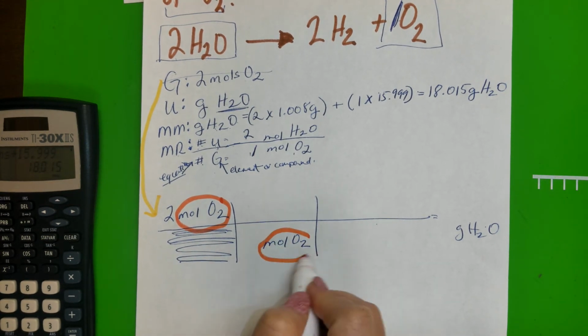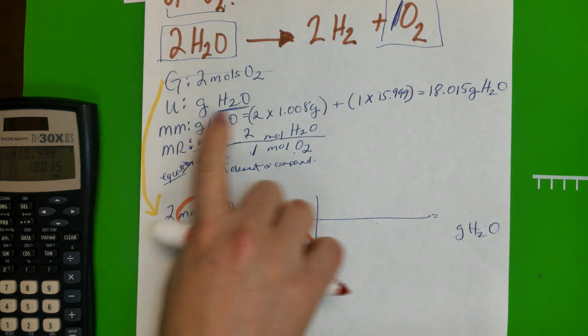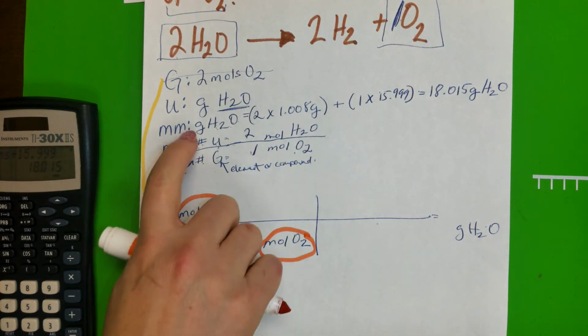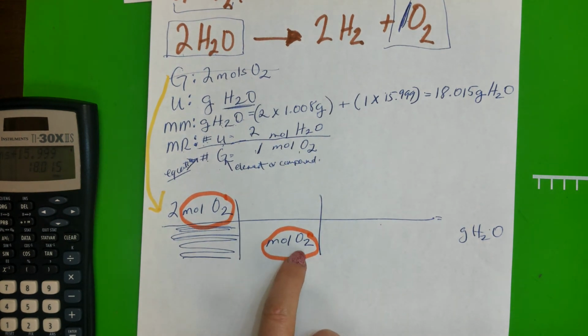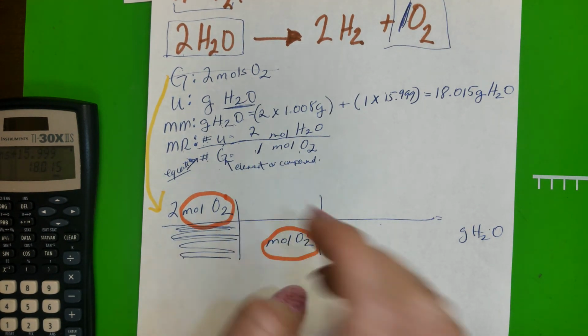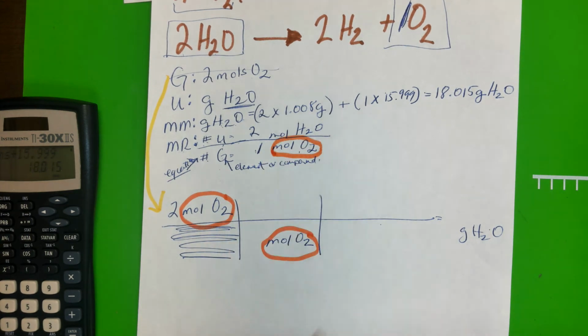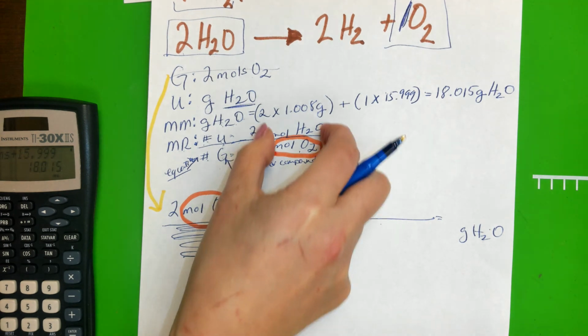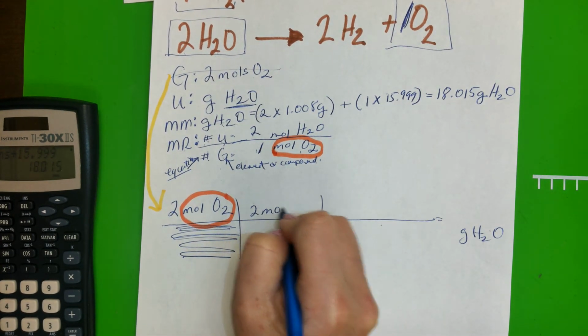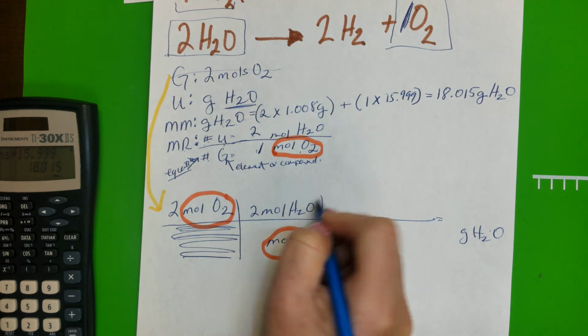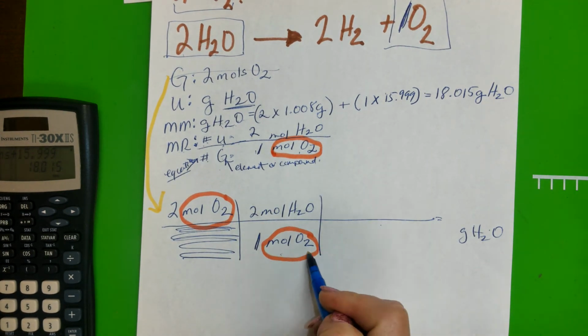Very important. We know the unknown is last, so it's either molar mass or mole ratio. Which one has moles of O2 on the bottom? This one. You see how it has moles of O2 in the bottom? So that means this goes here. On top it would be 2 moles of H2O and then 1 mole of O2.